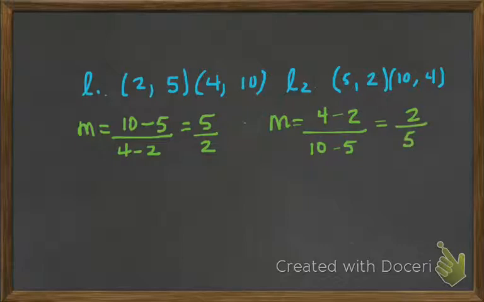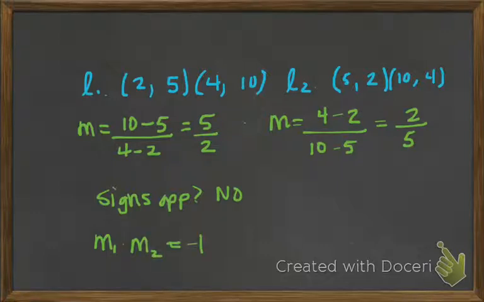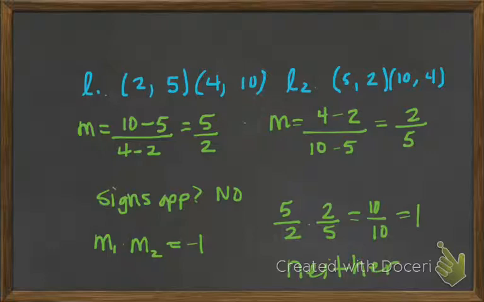Are these perpendicular? Are the signs opposite? They are not. So right now we know they can't be perpendicular. They're not parallel because the slopes are not the same. If you want to do a last check, remember m1 times m2 should be negative 1 if they are perpendicular. 5/2 times 2/5 gives me 10 over 10, which is 1. They are not perpendicular, they are not parallel, therefore they are classified as neither, which seems an odd answer, but there you go.